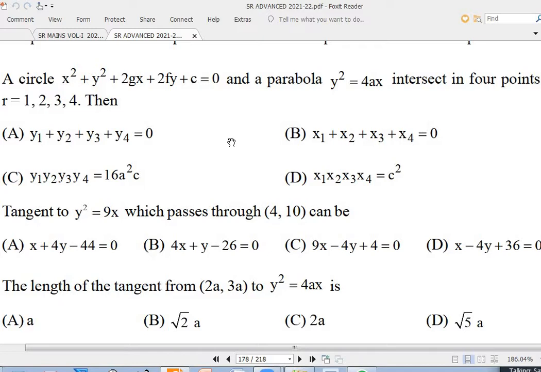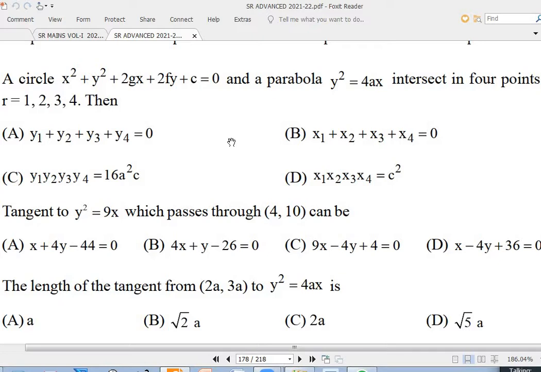Okay, a circle and parabola intersecting at 4 points. We already know some of the y coordinates is 0. Okay, it's okay, we'll do it. X coordinates we cannot tell. X coordinate sum cannot be 0 because the parabola is like this, circle like this.